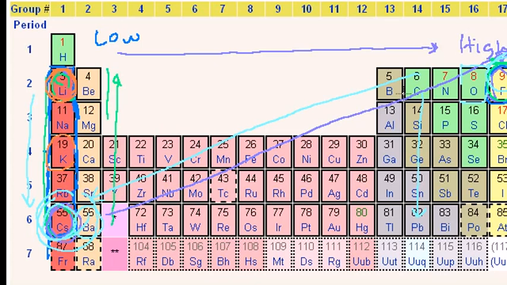These guys love to hog electrons. These guys love to give them away. Right? So ionization energy increases to the top right. Electronegativity increases to the top right. Metallic nature increases to the bottom left.